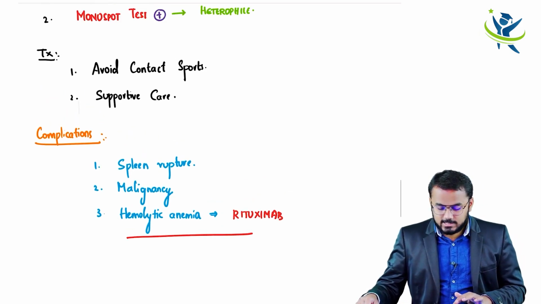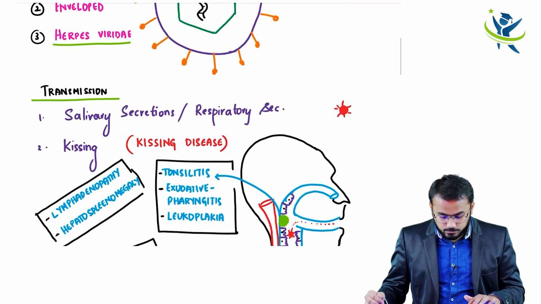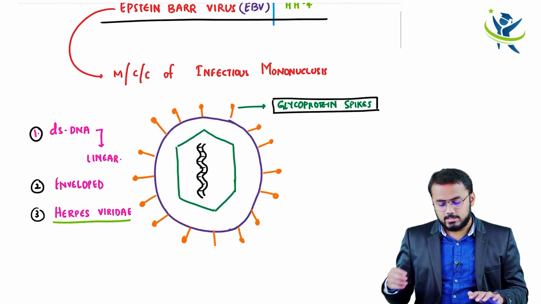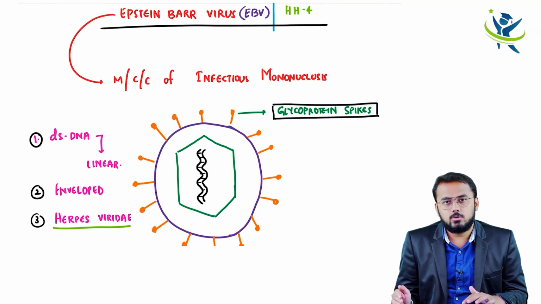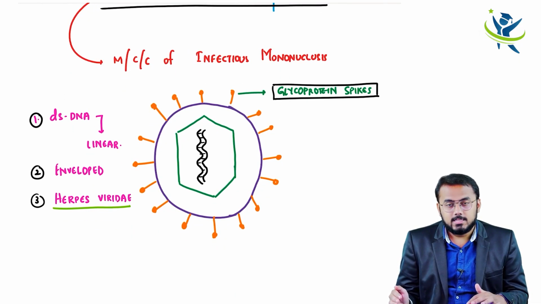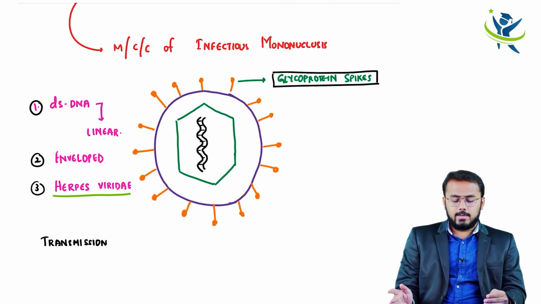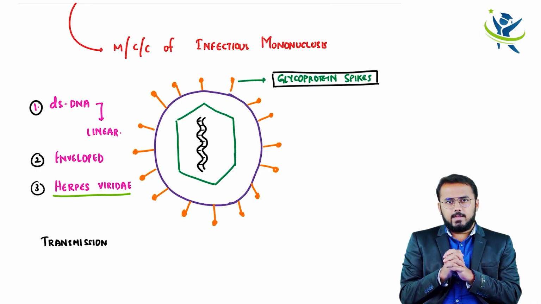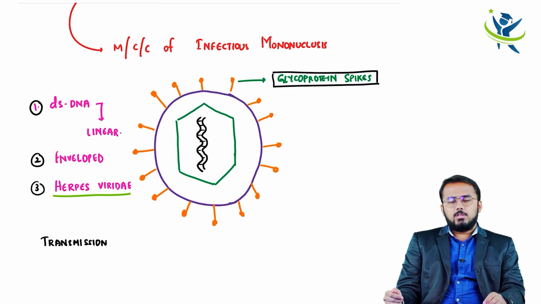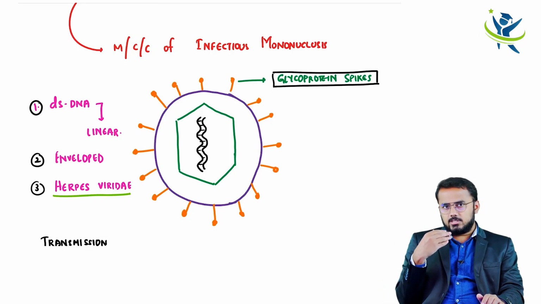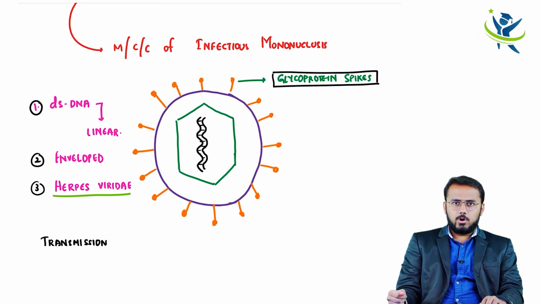Right guys, so let us just recap what we have already talked about. There is a specific virus called Epstein-Barr virus, also called Human Herpes-4. It comes under a family called Herpesviridae, right? It is a double stranded DNA virus. It is not circular, it is linear, and it is enveloped. Mainly through respiratory secretions, salivary secretions or kissing, this virus can very easily enter into your body.